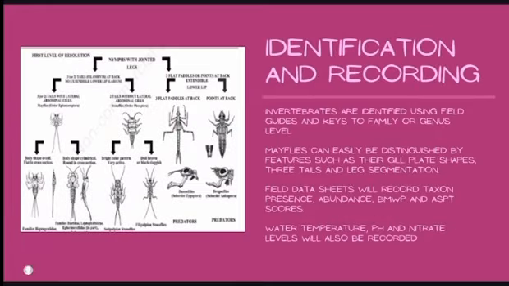Identification is helped by the use of field guides and mayfly keys to family and genus level. Specimens will be identified to species level where possible to provide a broader data set and account for more pollution tolerant species. Mayflies are typically distinguished by their gill plate shapes, having 3-point tails and their leg segmentations. The field data sheets will record mayfly presence, abundance, their BMWP and ASPT scores.